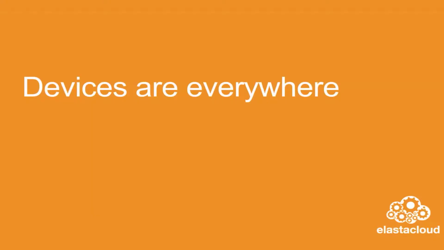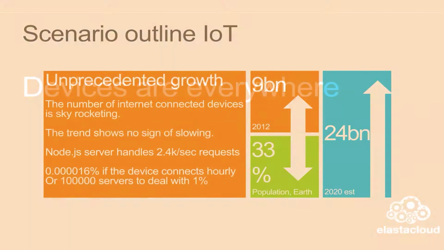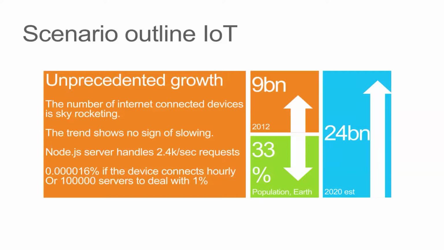So devices are literally everywhere. There's been an unprecedented growth in the number of devices. Already, right now, there are 9 billion devices in the world, and that's network-connected devices. That's everything from sensors to things embedded in phones to all kinds of real-world devices gathering data at all times and communicating over the internet in order to be part of this amazing thing called the Internet of Things.